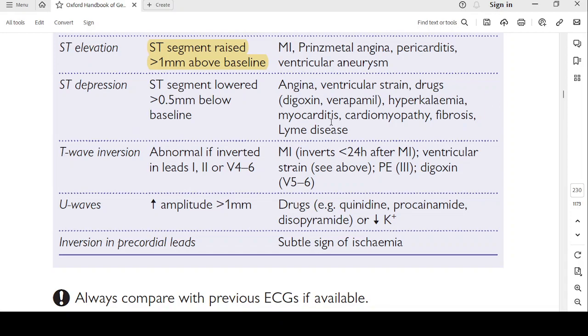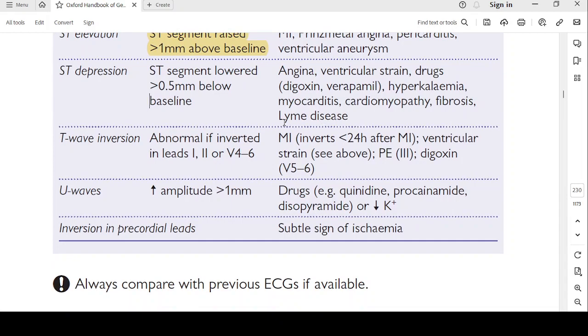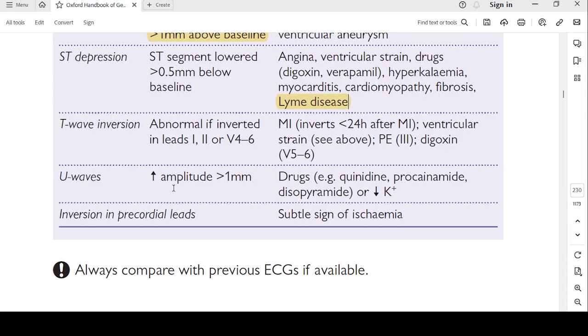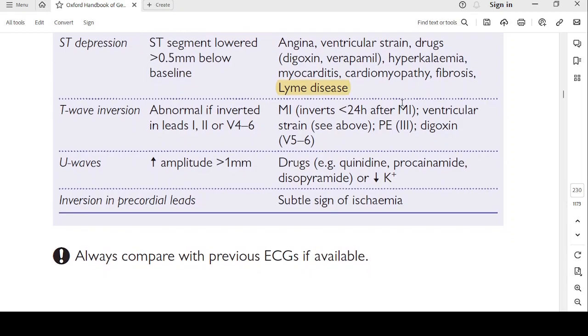Could be due to drugs like digoxin and verapamil, hyperkalemia, myocarditis, cardiomyopathy, fibrosis, and Lyme's disease. So this is one thing. In Lyme's disease, you have pericarditis, myocarditis, and there is also ST depression in the ECG. Cardiomyopathy, fibrosis, and digoxin and verapamil.